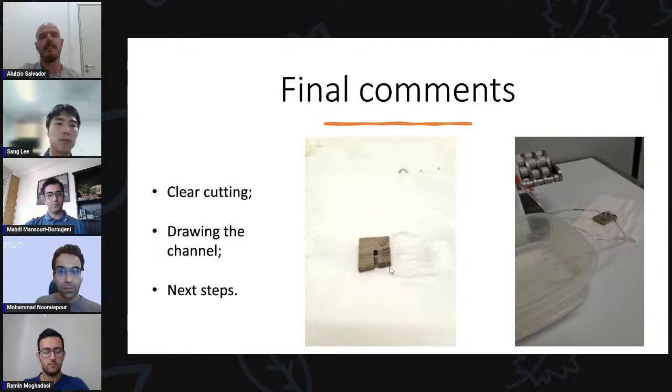As you can see, it was not all sunshine and roses. We broke many samples before we got the ideal conditions to obtain this microfluidic device.